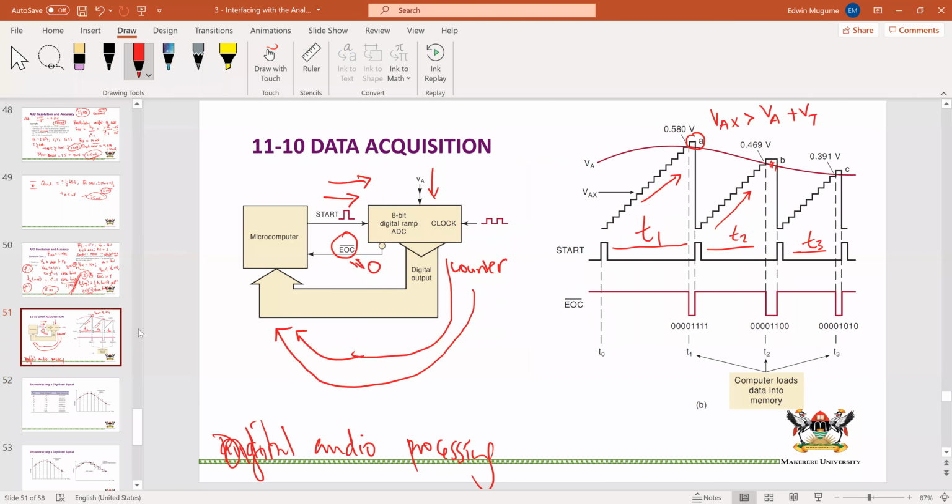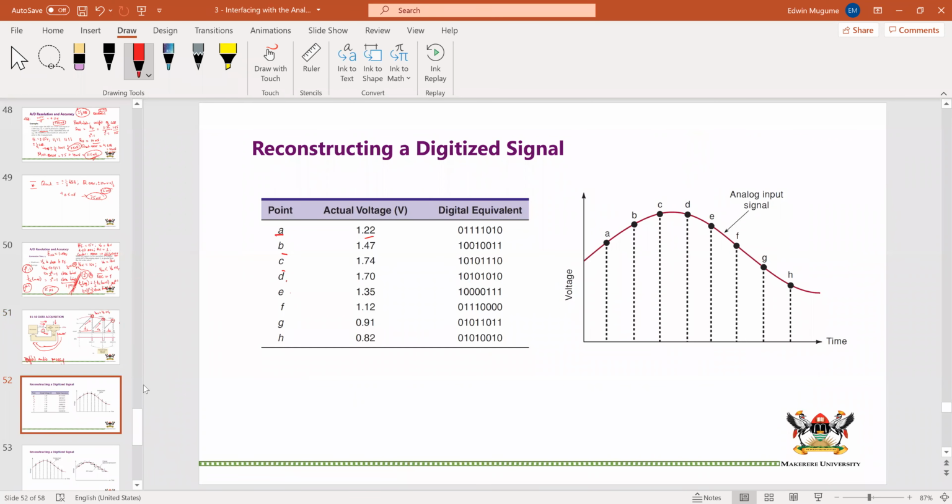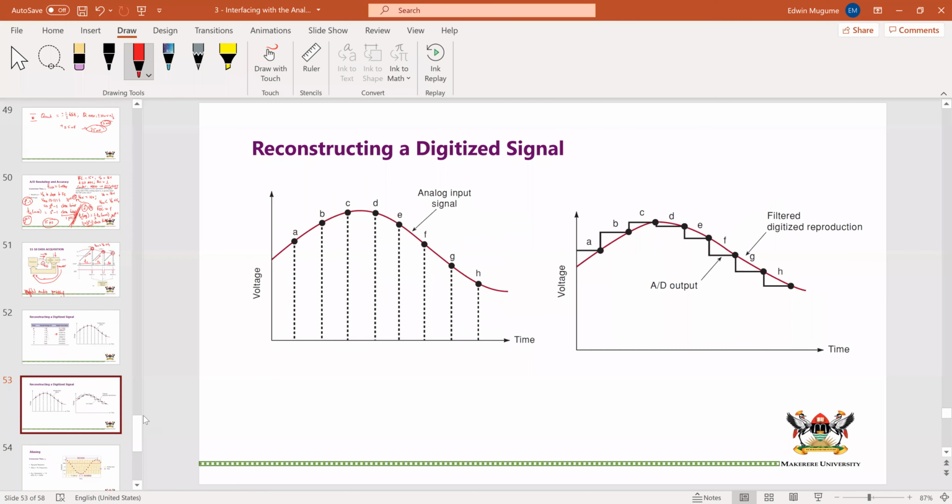As you can see, you can find your actual voltages at those points. They have been put in this table, and they are equivalent digital values once you've done the conversion. I think these are 8 bits, so you're looking at 8 bits. Now this is the part that we have already looked at.